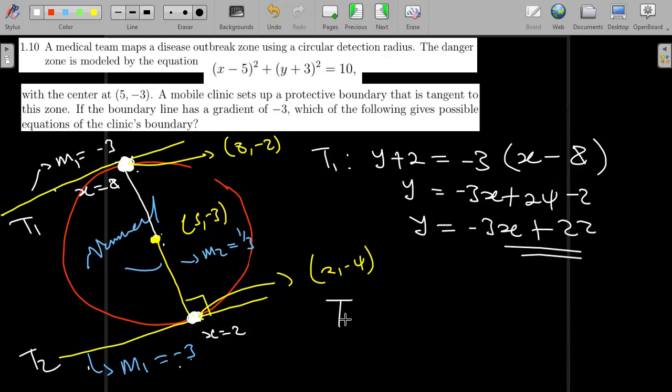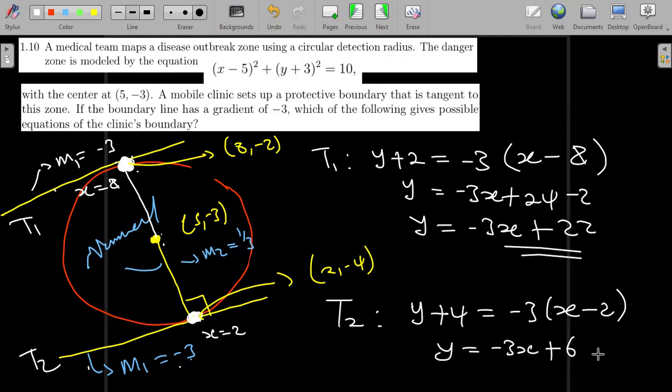Let's find tangent 2. Tangent 2: y minus the y value, which is minus 4, so it will be minus minus, that will be plus 4, is equal to minus 3 times x minus 2. So this will be y equals minus 3x plus 6 minus 4. So this will just be minus 3x plus 2. So this will be the equation of the second tangent line.